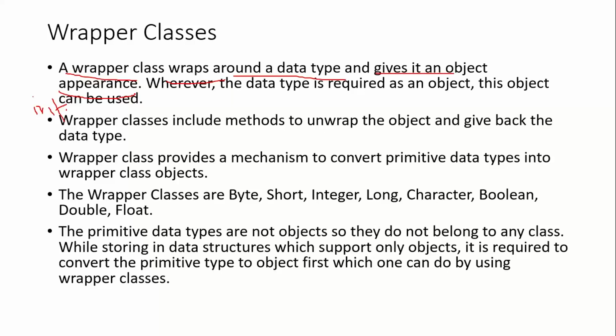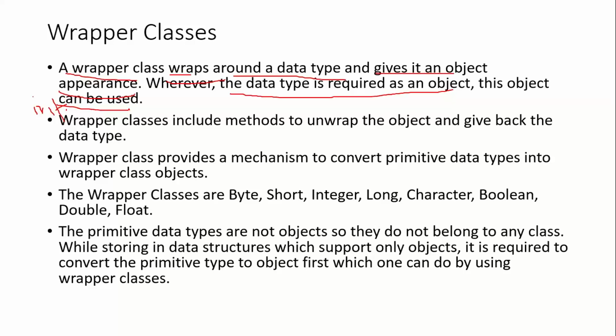So here also, when you are working with some classes where these limited data types are not allowed, then we have to convert them into an object. There comes the use of the wrapper class. It wraps around the data type and gives it an object appearance. So wherever the data type is referred to as an object, this object can be used. Wherever you want to use the data in the form of an object, you can use these objects.